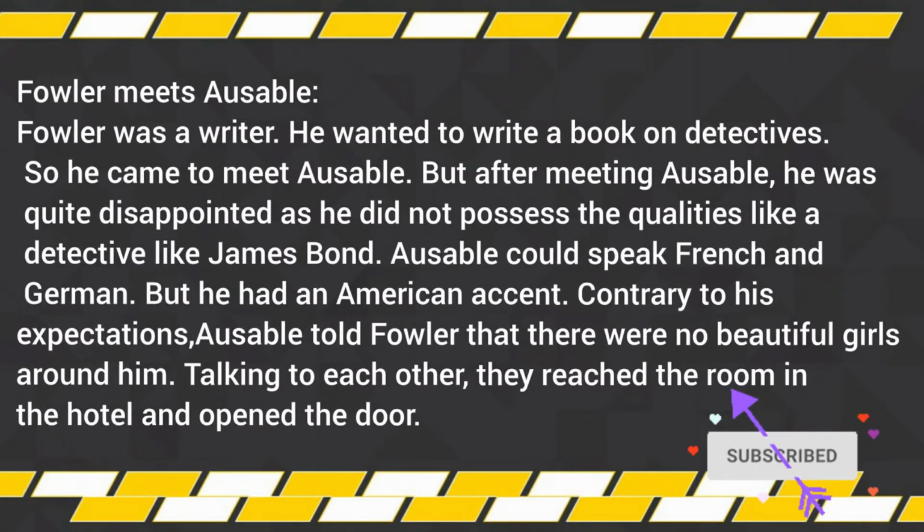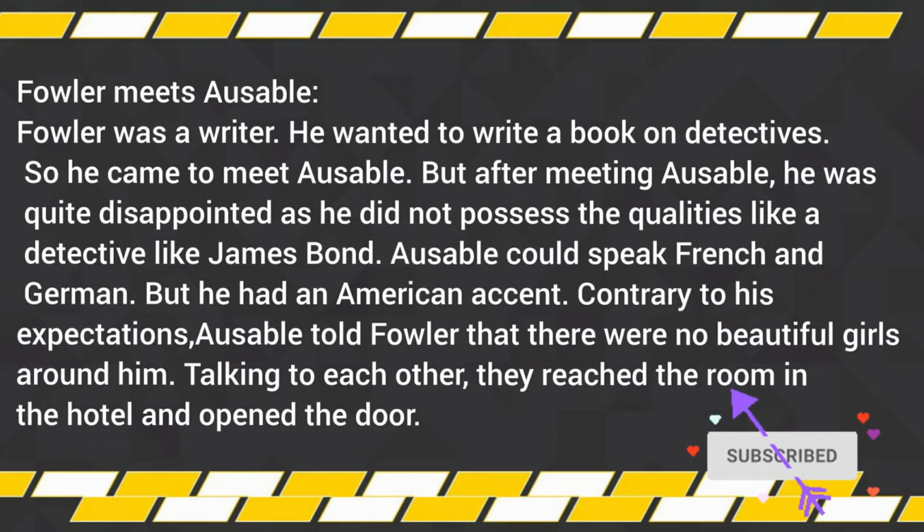Fowler meets Oscible. Fowler was a writer. He wanted to write a book on detectives, so he came to meet Oscible. But after meeting Oscible, he was quite disappointed as he did not possess the qualities of a detective like James Bond. Oscible could speak French and German, but he had an American accent.